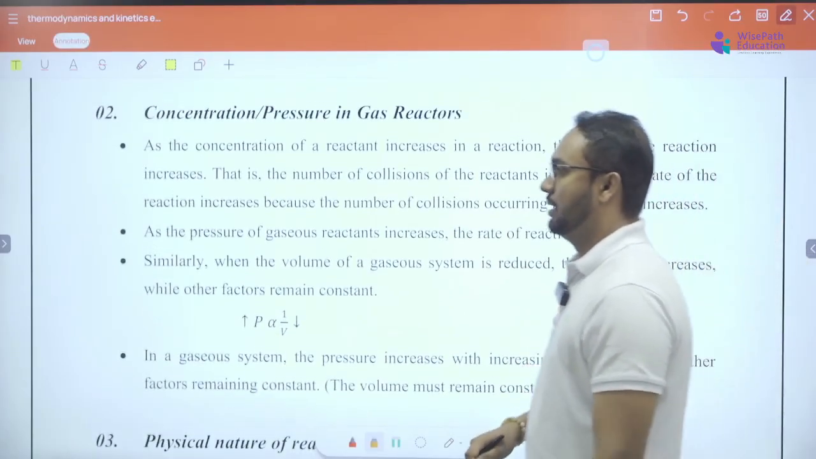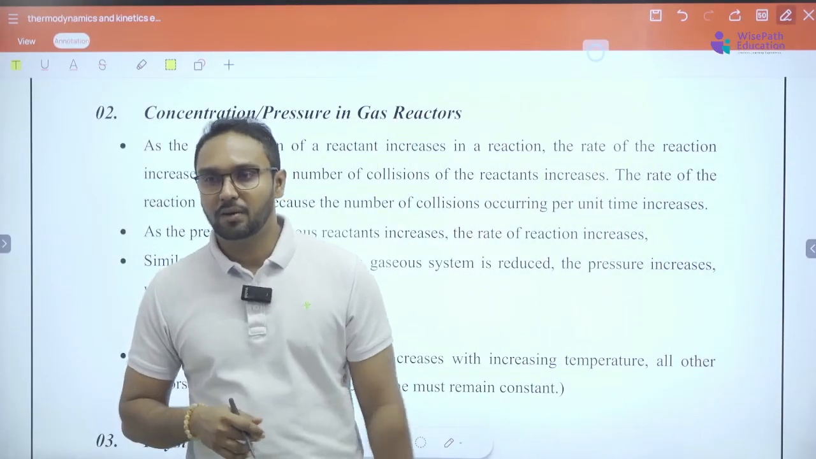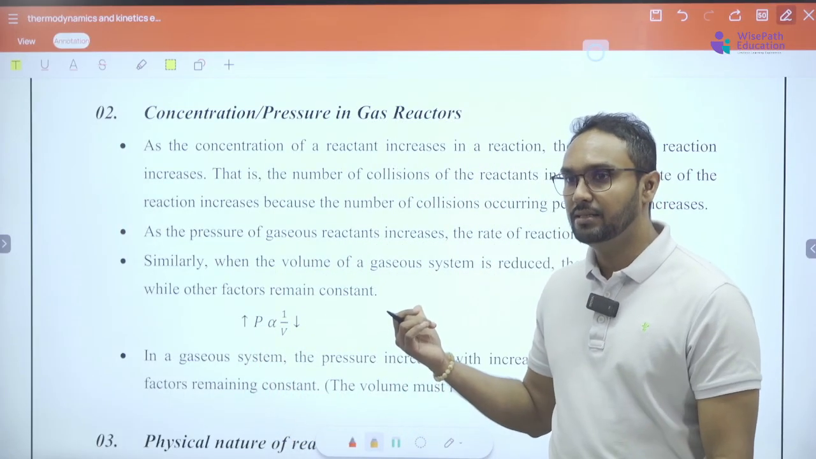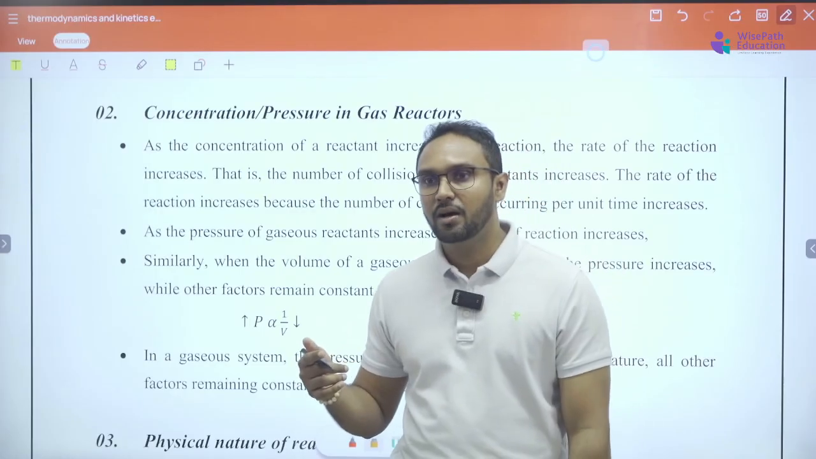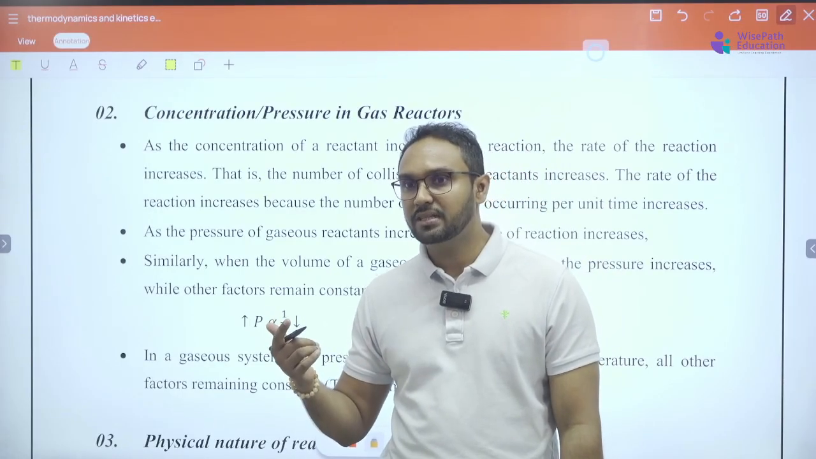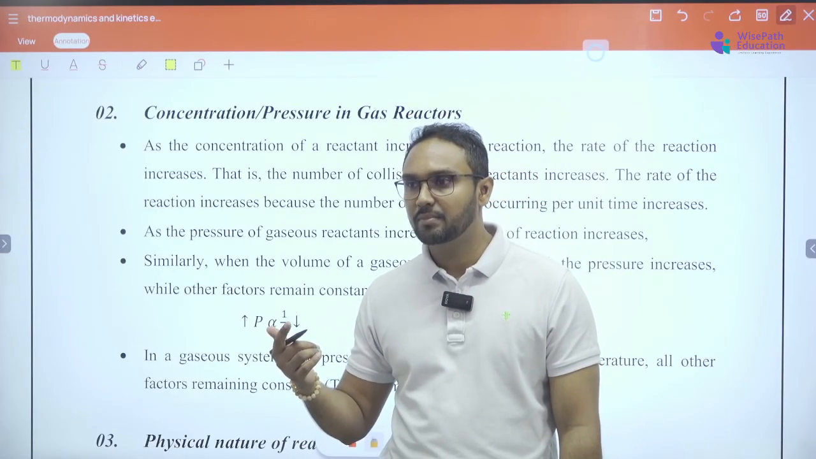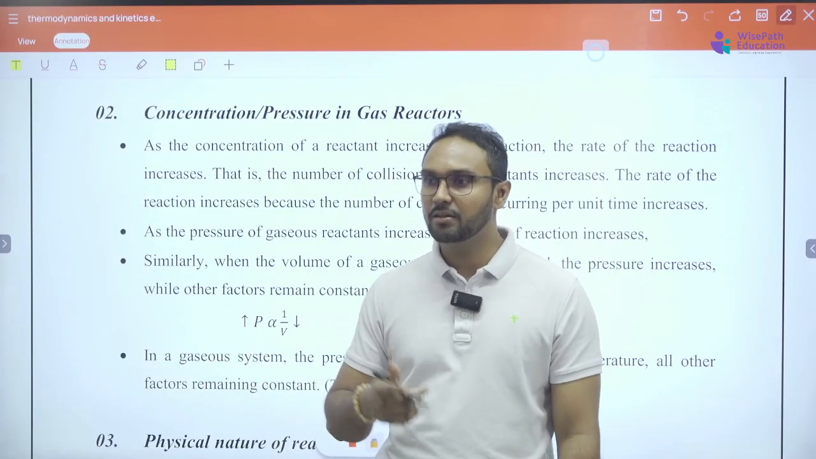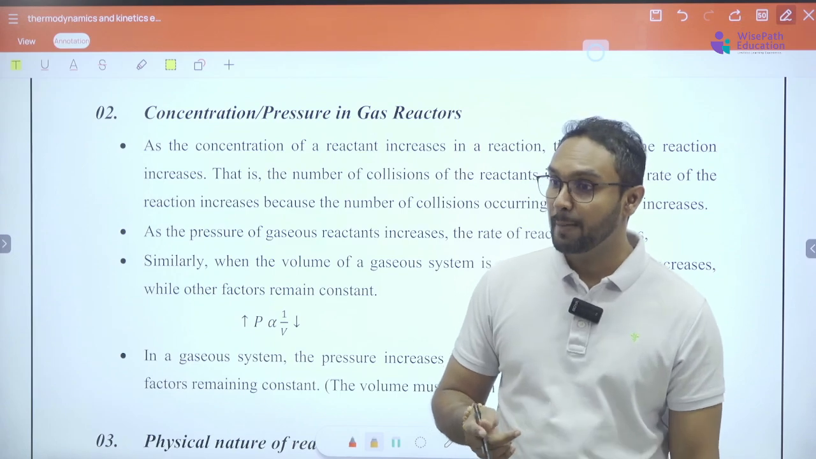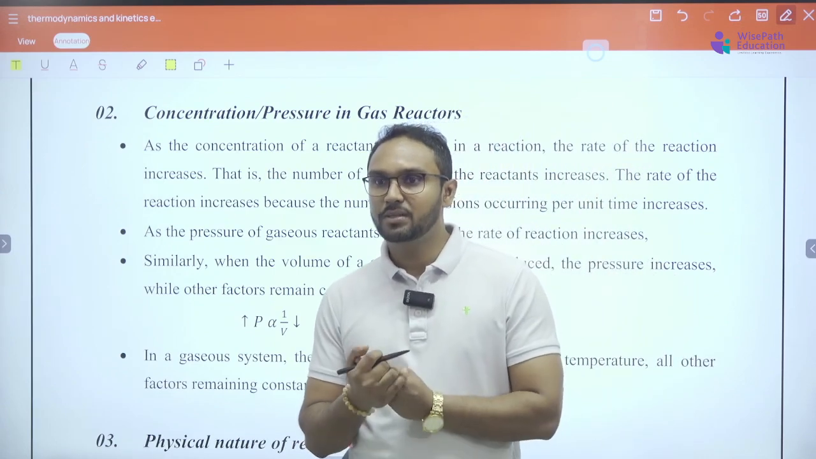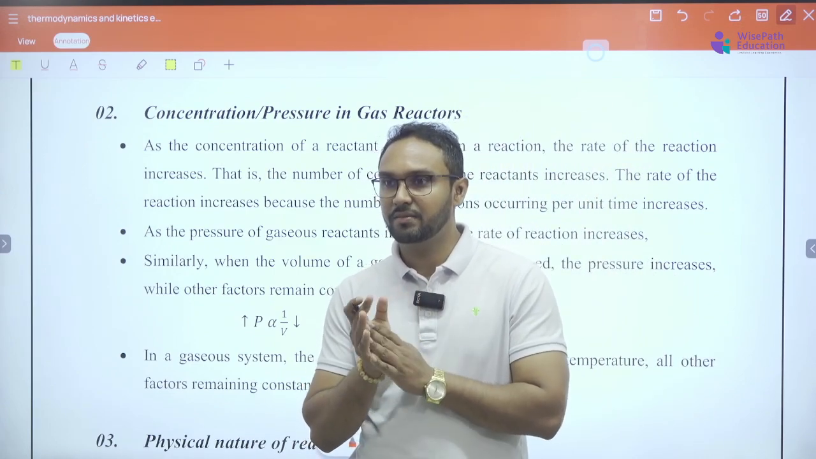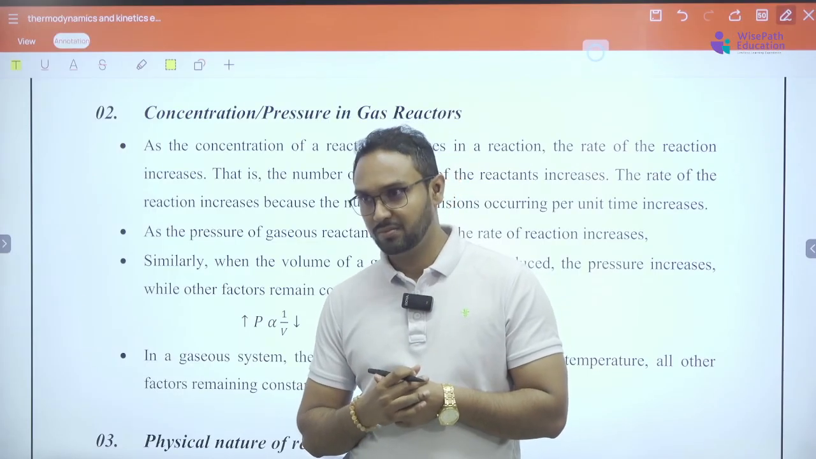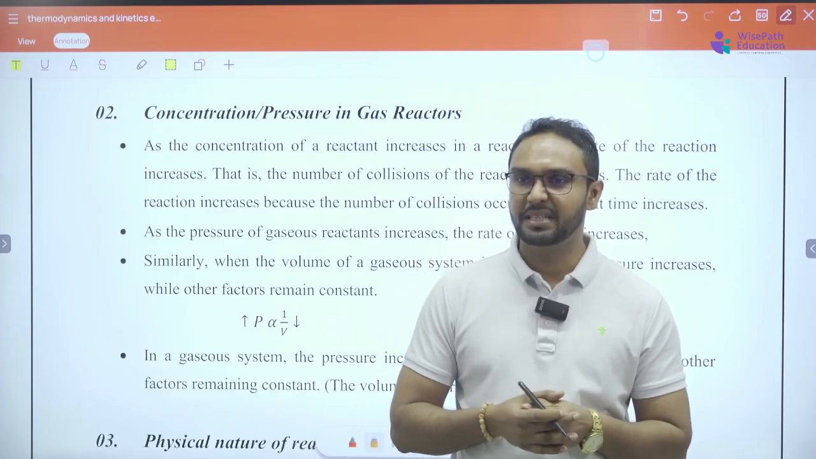And the pressure. How is pressure affecting the concentration? The theory says concentration of the reactants, or if they are gaseous reactants, the pressure of the reactants. If it is gaseous, instead of concentration, we take the pressure. And how is pressure affecting the rate of reaction in gaseous reactants? It is more like the concentration.